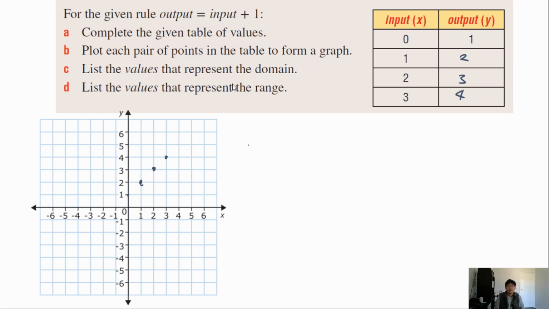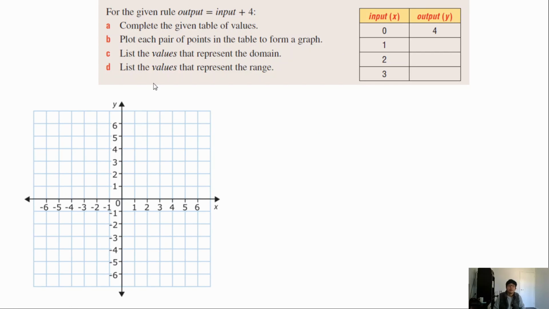Now to the domain. Remember, the domain is all the possible input values. So all the values that represent the domain will be 0, 1, 2, and 3. And all the values that represent the range, remember that's all the output values, will be 1, 2, 3, and 4. So this is what your domain and range should look like for this question.